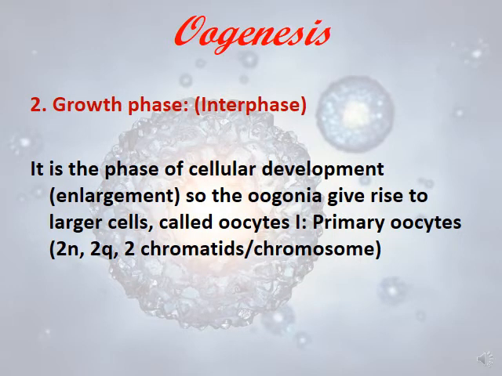Growth phase. The growth phase is called the interphase. It is the phase of development and enlargement. So the oogonia will give rise to cells that are larger in size. These cells are known as oocyte 1, or primary oocytes. They are 2N, 2Q, with 2 chromatids per chromosome. So this stage is called the growth phase, where the development and enlargement of the cell occur.